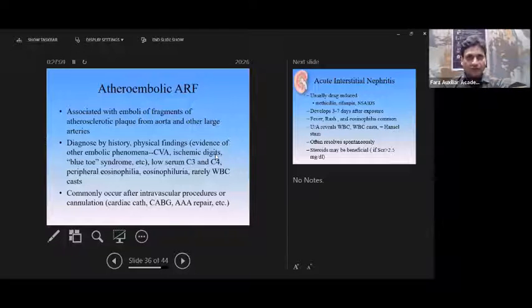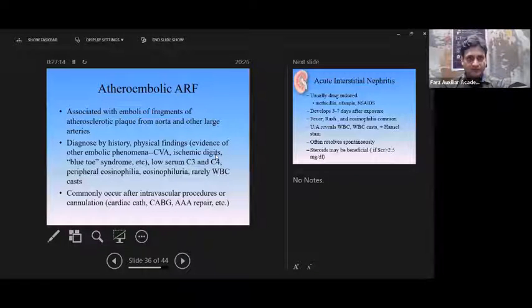Then atheroembolic ARF, which we generally see in patients after some vascular procedure. It generally occurs because of embolization of fragments of atherosclerotic plaques from the aorta as well as large arteries. We can diagnose this patient with the history of this type of surgery. Physical findings include embolization to other parts of the body, like cerebrovascular accident, ischemic digits, blue toe syndrome.